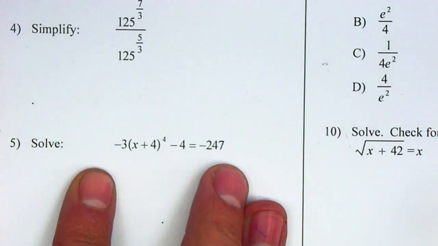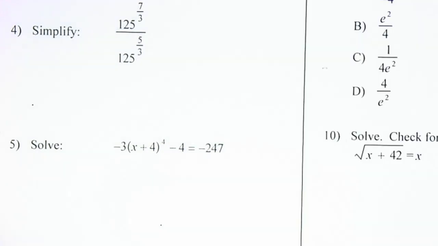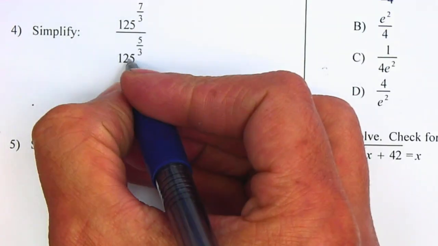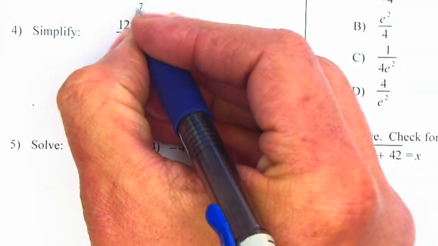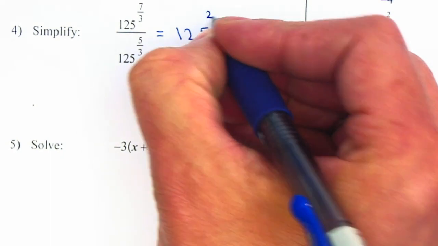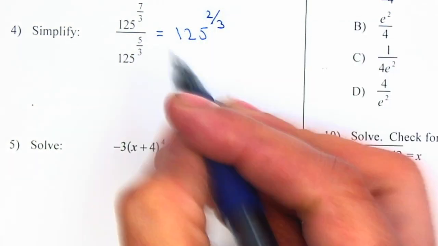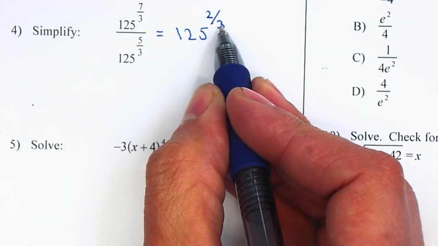For problem number 4, when we are dividing, we are going to be subtracting the exponents. The bases are the same, so I can subtract the exponents. That gives me 125. 7/3 minus 5/3 will give me 2/3. Right? 7 minus 5 is 2. The denominator will stay the same.